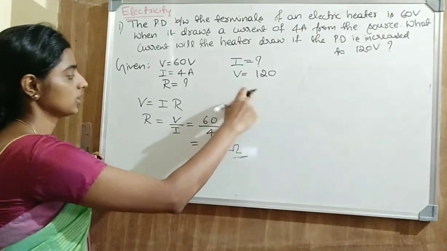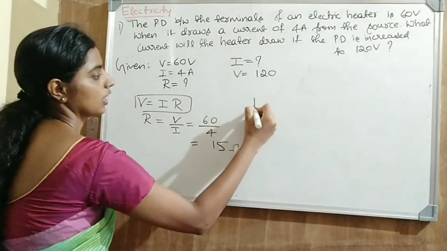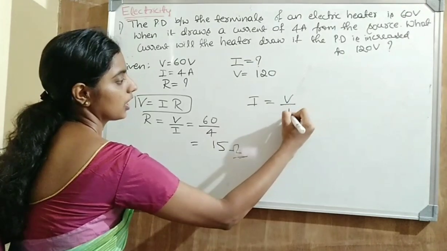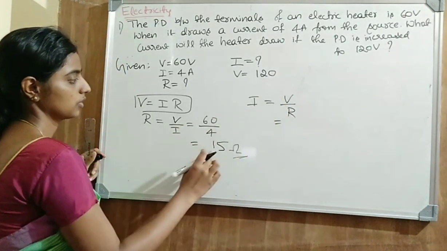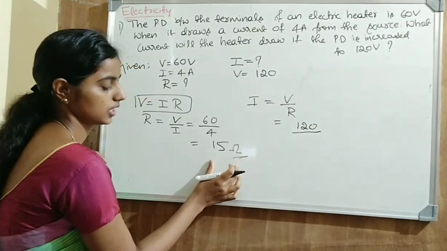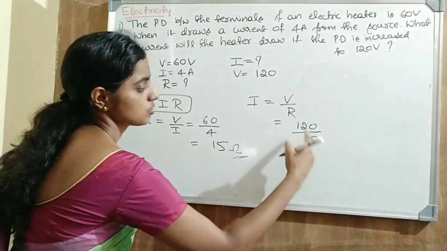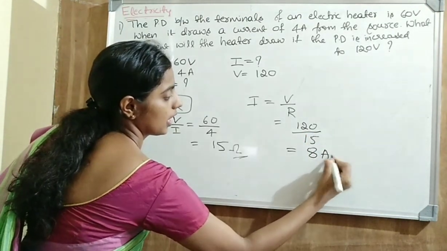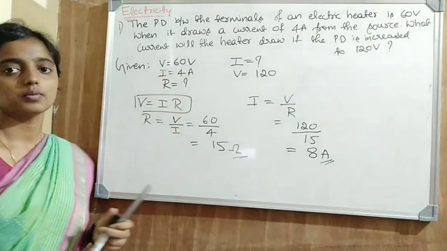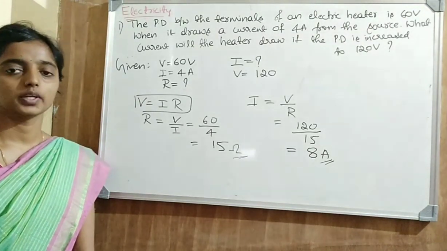And in the second part, again use the same formula, V is equal to IR. We need to find out I here, and what will be the formula now? V by R. V we have here, that is 120, and R is 15 ohm. Now calculate the current. So we'll get 8 ampere. So look at the formulas and the problems. They are very easy. Just practice and try to solve all the numerical problems.